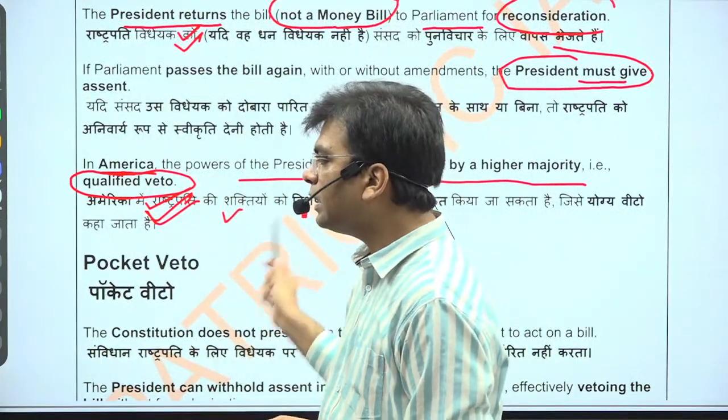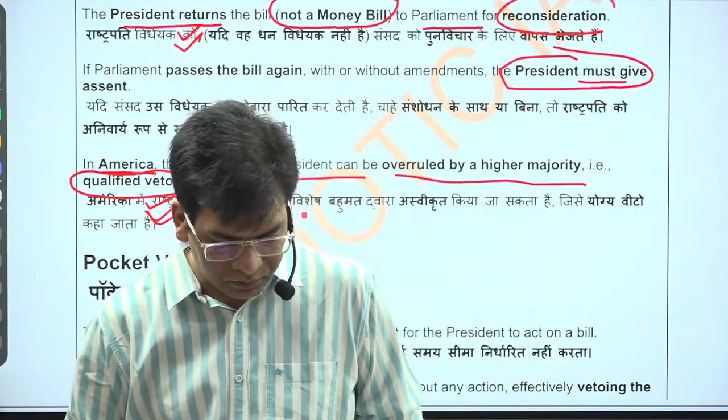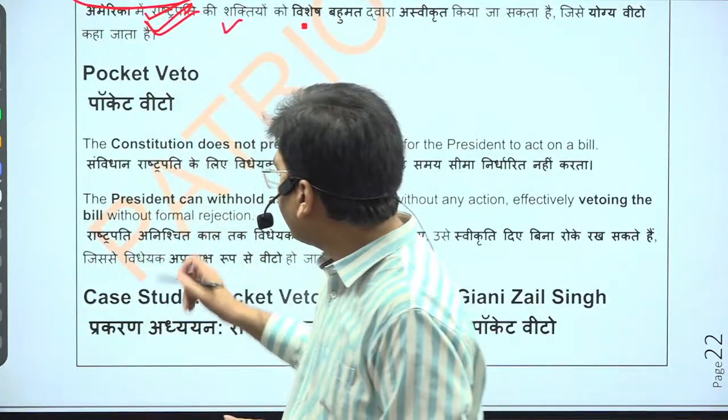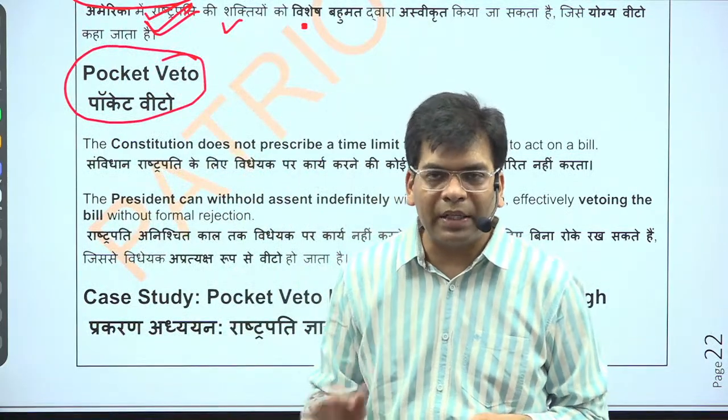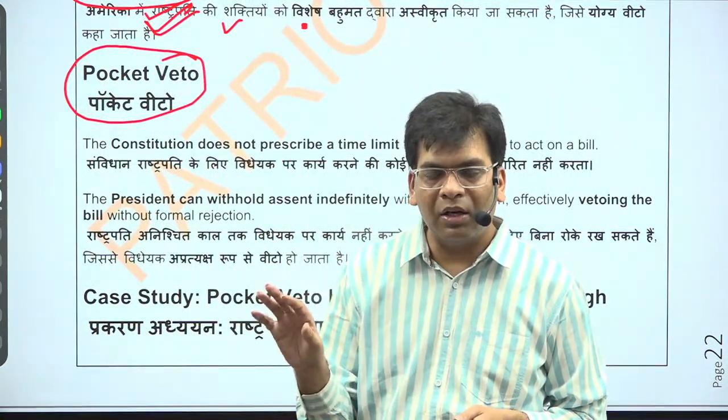This is not in India. Please remember this thing. The second is the pocket veto. What is meant by the pocket veto? Pocket veto means you keep something in the pocket and forget that. This is what is meant by it in law itself.